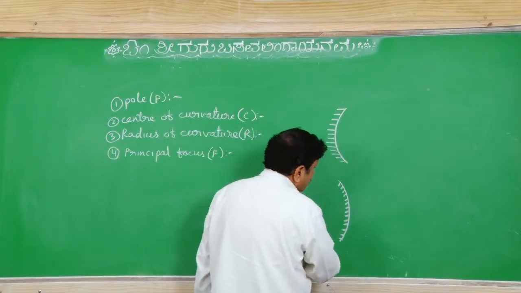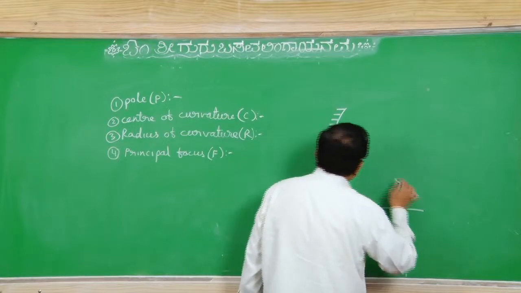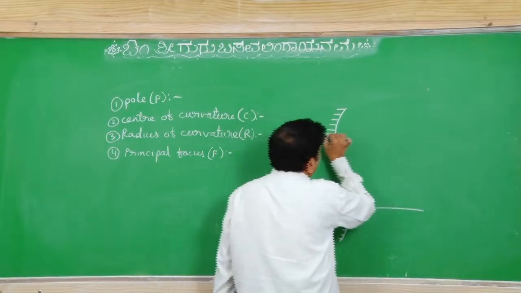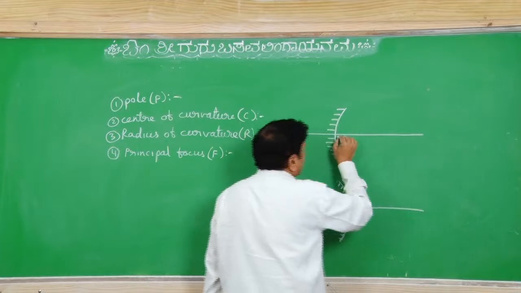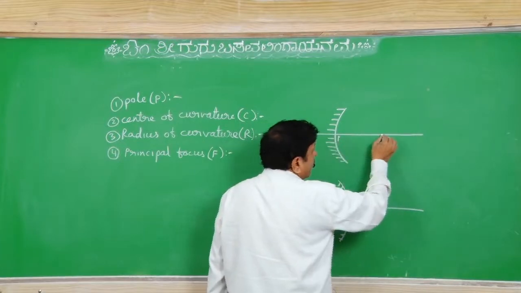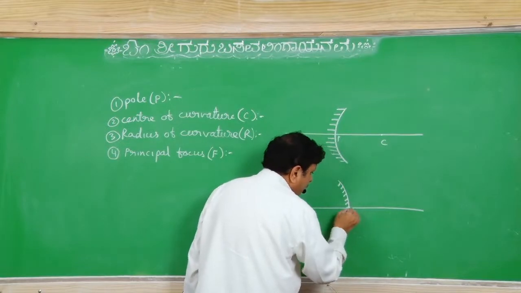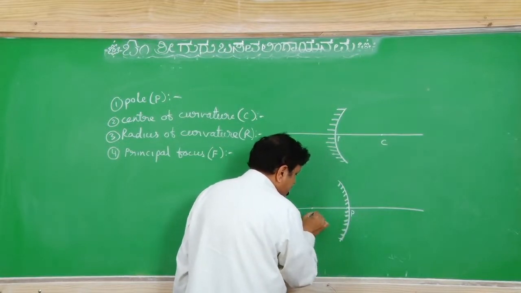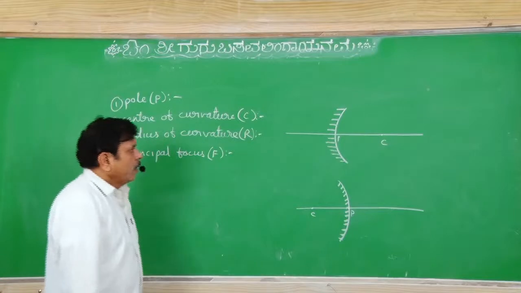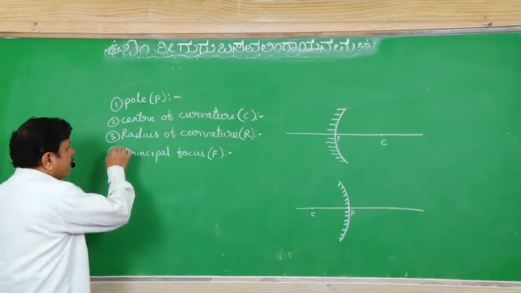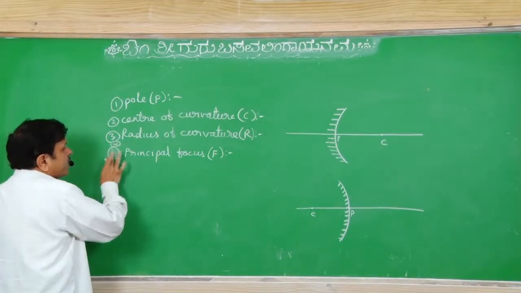Now, assume that this is the line passing through P, and say C here. This is P and this is C. Well, here one more thing we have to see, that is the principal axis first.